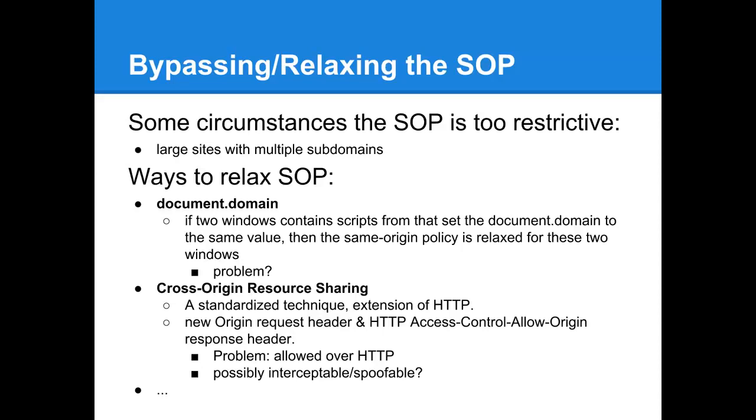Cross-origin resource sharing is a technique that was standardized and added as an extension of HTTP. It involves a new request header and response header. The request header is Origin. The response header to that is Access-Control-Allow-Origin. And this is allowed over HTTP. So the problem is that it is interceptable, spoofable, and yeah.